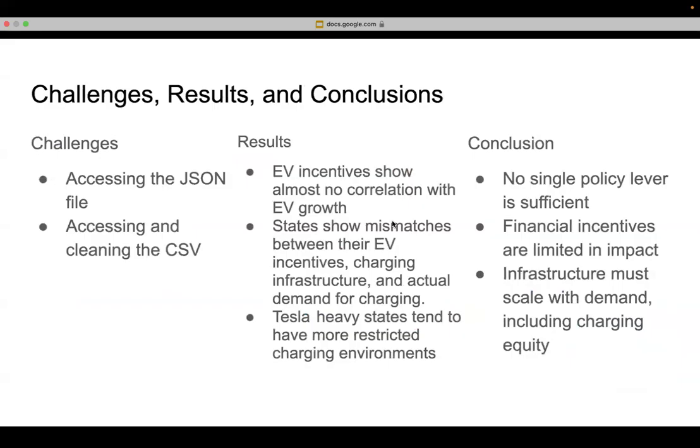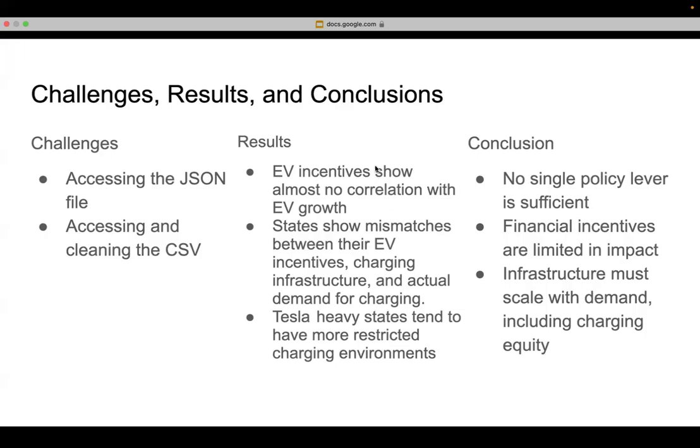And the main challenges, results, and conclusions. Our main challenge was accessing the JSON file with the API key, and then accessing and cleaning the CSV, especially in Google Colab. Secondly, for the results, EV incentives showed almost no correlation with EV growth, and states show mismatches between their EV incentives, charging infrastructure, and actual demand for charging. And also, Tesla heavy states tend to have more restricted charging environments.